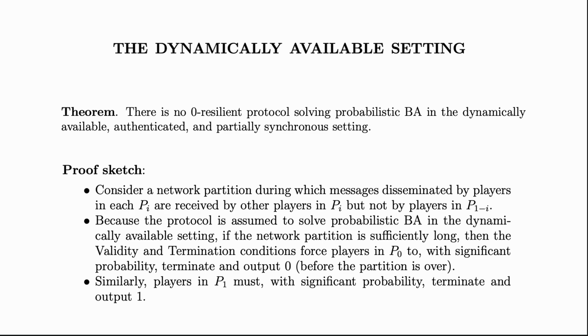Okay, so that's for the players in P0. They ultimately have to terminate with output 0, even before the network partition is over. And similarly, by a symmetric argument, players in P1 have to, again with significant probability, terminate with output 1. And that immediately leads to a violation of the agreement condition. Okay, so it's a very simple proof sketch. Obviously, if you want to write down the details, it's a little bit more fiddly, and the details are in the paper. But the basic conclusion is that dynamically available protocols can't solve consensus in partial synchrony.